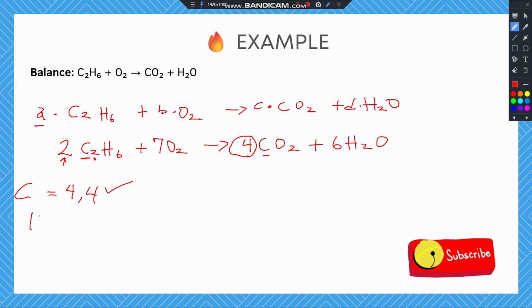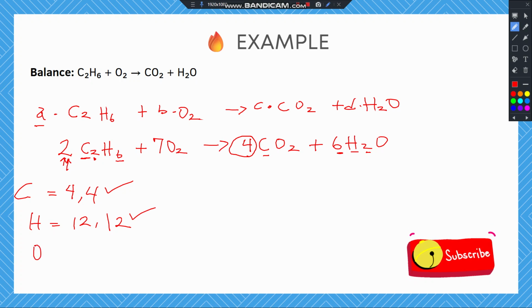The next element on our list is hydrogen. Hydrogen has a subscript of 6 over here, and you can see it has a coefficient of 2. 2 multiplied by 6 gives us 12 on the left hand side. On the right hand side, hydrogen is over here having a subscript of 2 and a coefficient of 6. 6 multiplied by 2 gives us 12 as well. So you can see that hydrogen is also balanced.